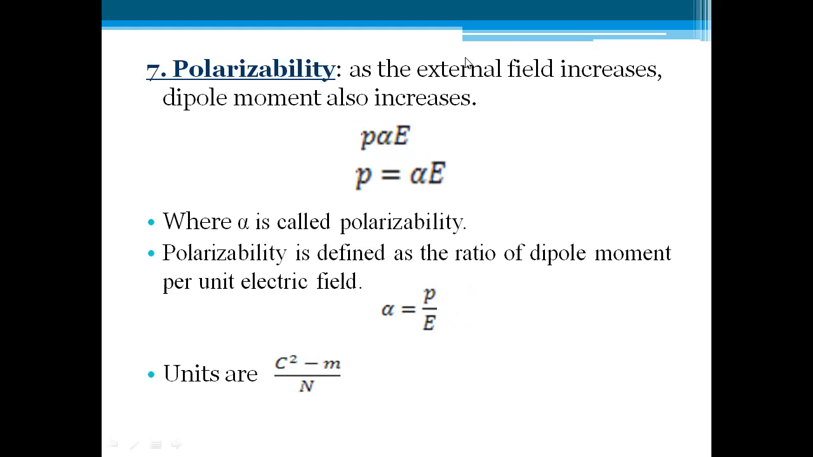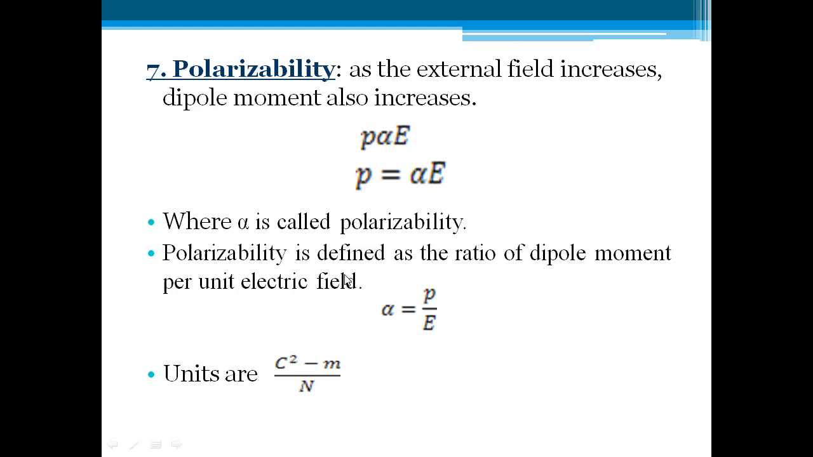Then coming to polarizability, polarizability is defined like this: if you increase the field strength, automatically the dipole moment also increases, because the number of charges getting polarized also increases with the field strength. Therefore, dipole moment is proportional to electric field intensity. If you remove proportionality, you have to place one constant. Dipole moment is equal to alpha into E, where alpha is called polarizability.